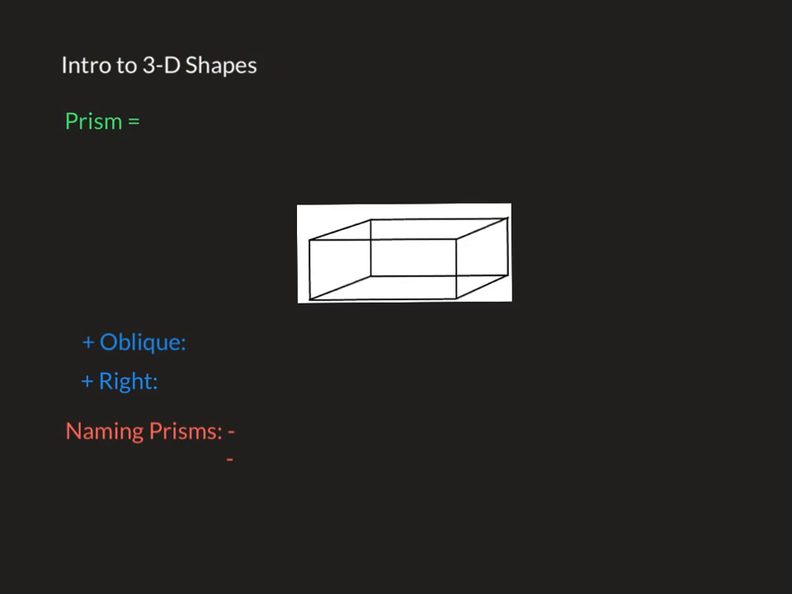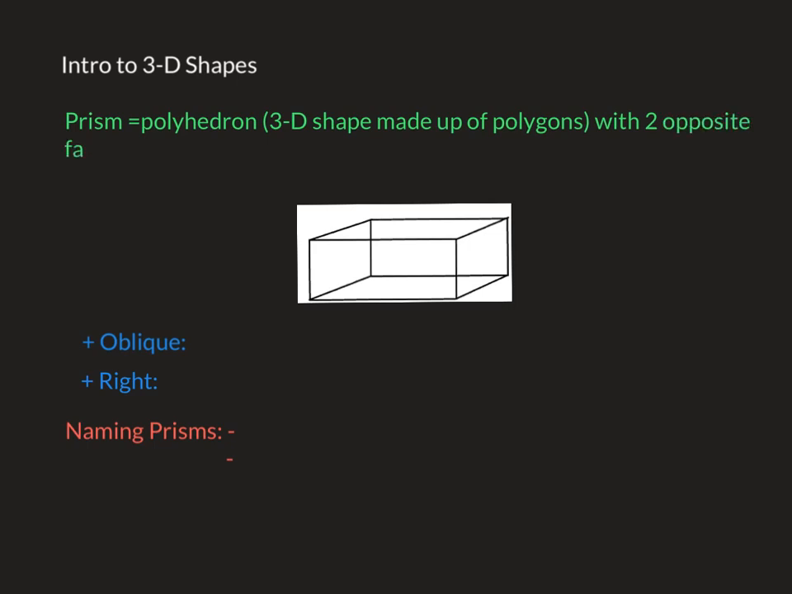Now, you may be wondering, what even is a prism? You keep using this word, but we've never actually talked about what a prism is. Well, a prism is a polyhedron. Now, what is a polyhedron? A polyhedron is a three-dimensional shape that is made up of polygons. We've been studying polygons since day one. So a prism is a polyhedron with two opposite faces that are identical polygons.